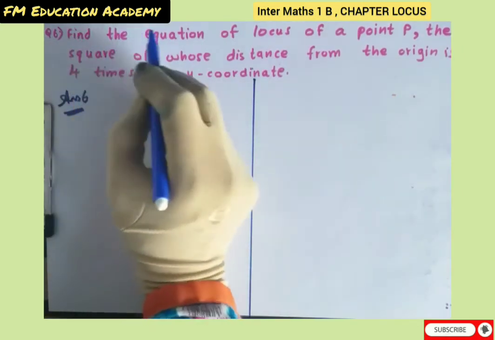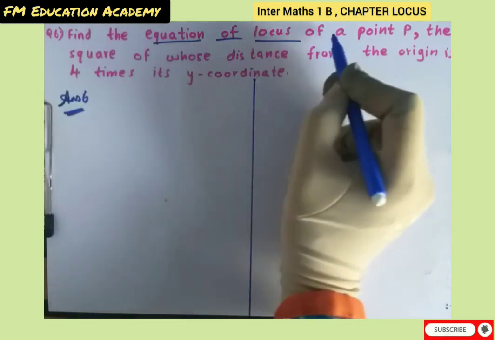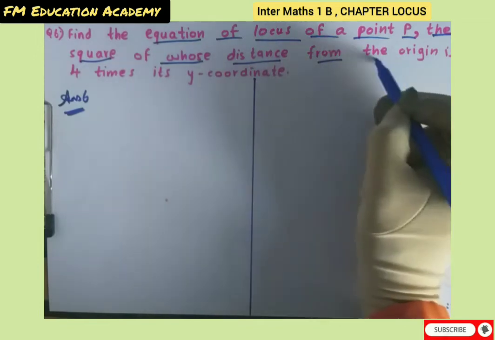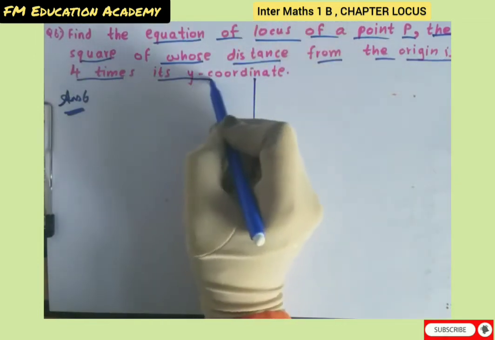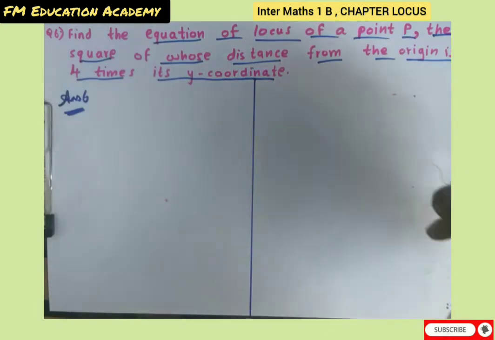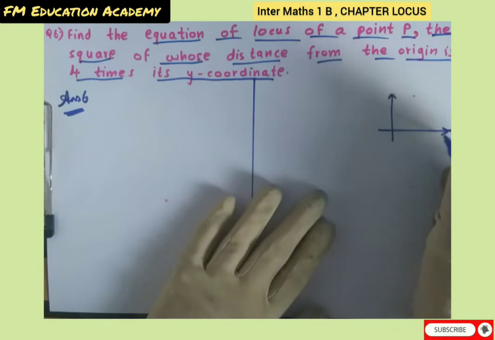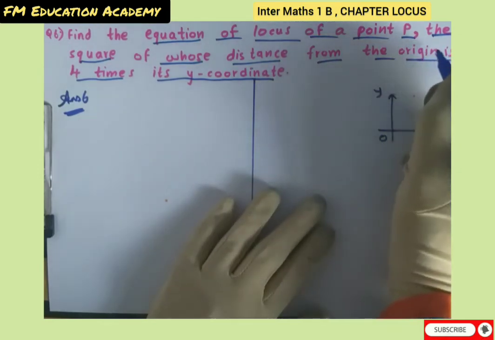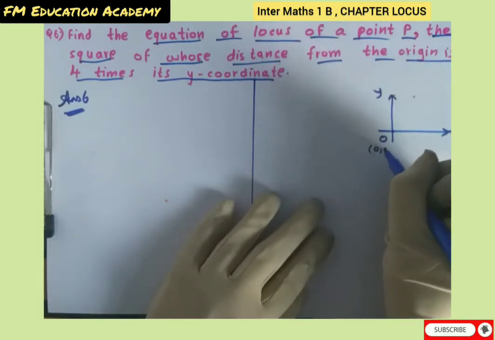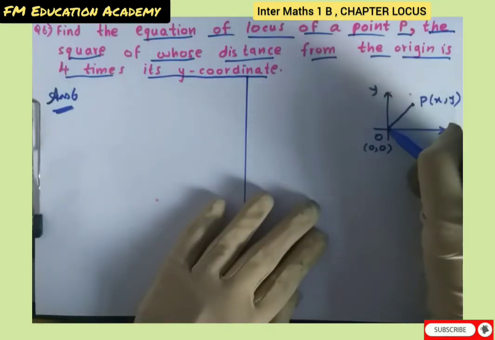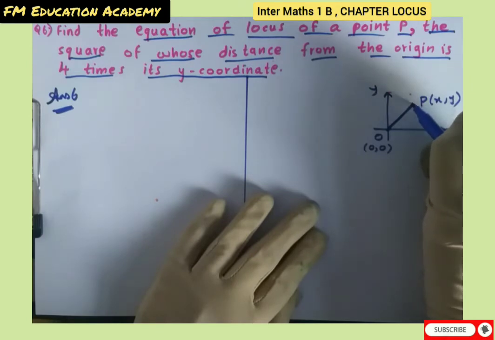Observe sixth question. Find the equation of locus of a point P, the square of whose distance from the origin is 4 times its y coordinate. So again we have x-axis and y-axis, this plane, and we have our origin O. Let the origin O be 0, 0, we know that. There is a point P x, y, and we need the equation of locus of this point P.